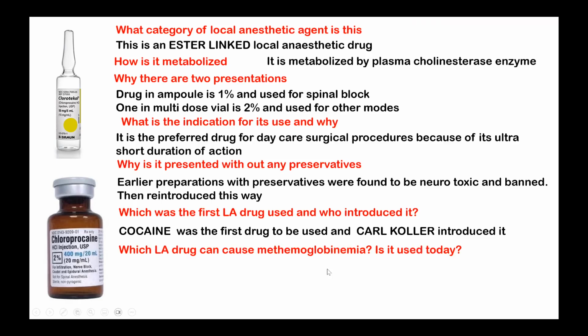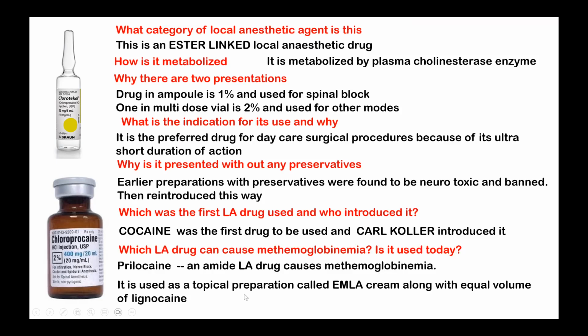Which LA drug can cause methemoglobinemia? And in which drug is it used today? Prilocaine, very good. Which drug is it present in nowadays? EMLA cream, very good. Prilocaine is an amide local anesthetic causing methemoglobinemia. It is used as a topical preparation in EMLA along with an equal volume of lignocaine.